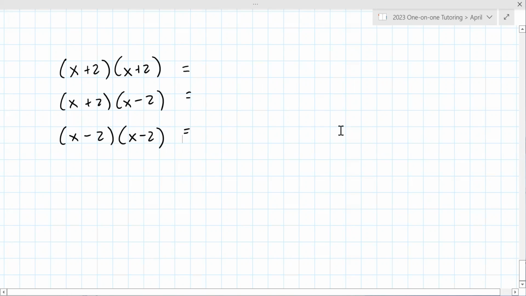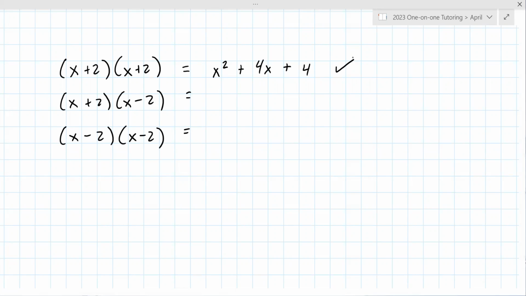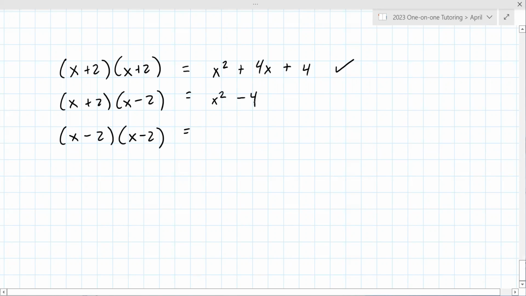So would it be x squared plus 4x plus 4? Good. Okay, so do the middle one. x squared minus 4. Good. And then the last one there.